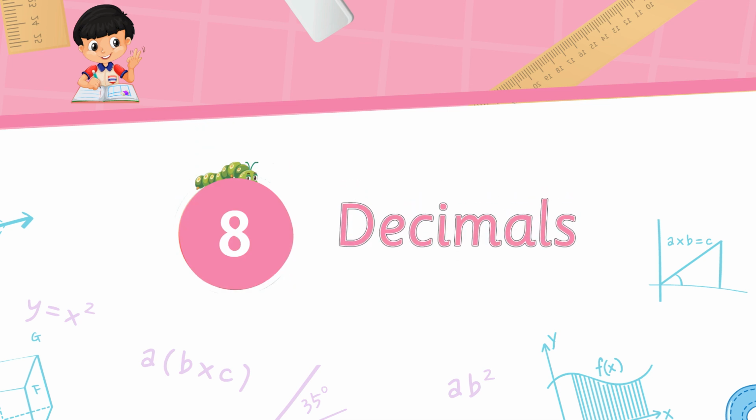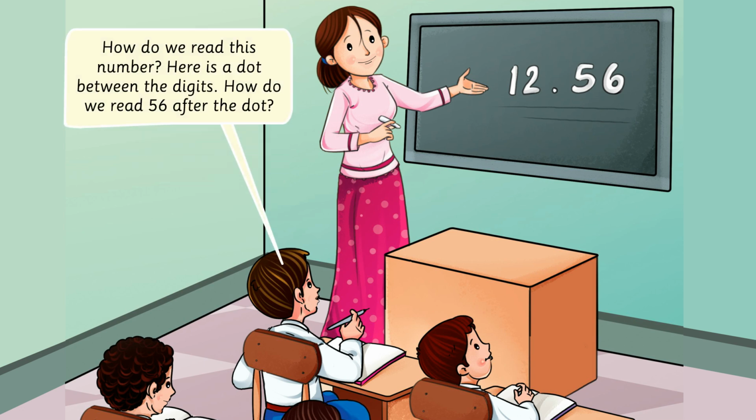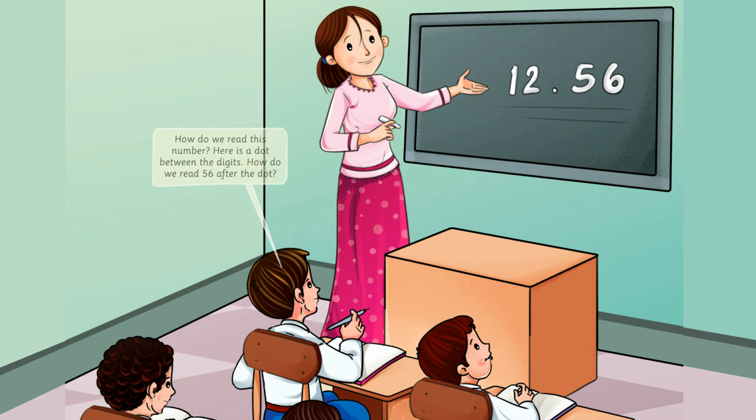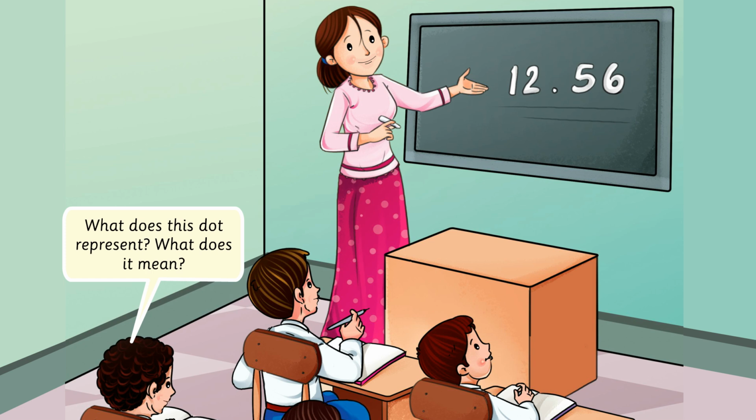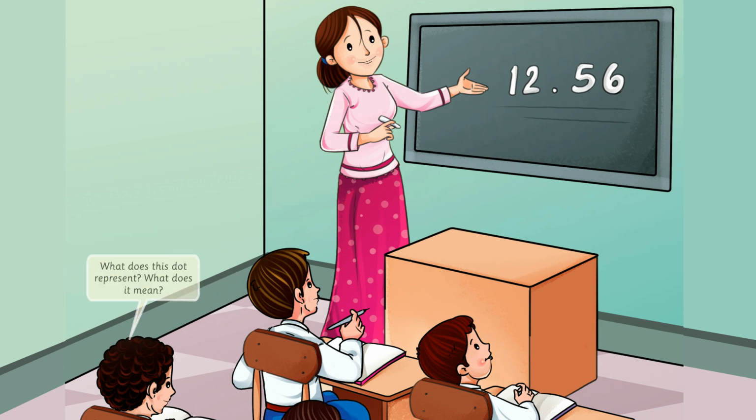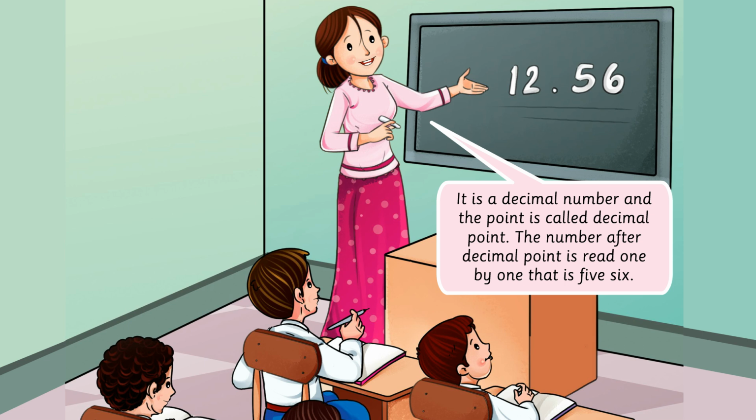Chapter 8. Decimals. How do we read this number? Here is a dot between the digits. How do we read 56 after the dot? What does this dot represent? It is a decimal number, and the point is called the decimal point. The numbers after the decimal point are read one by one, that is 5, 6.